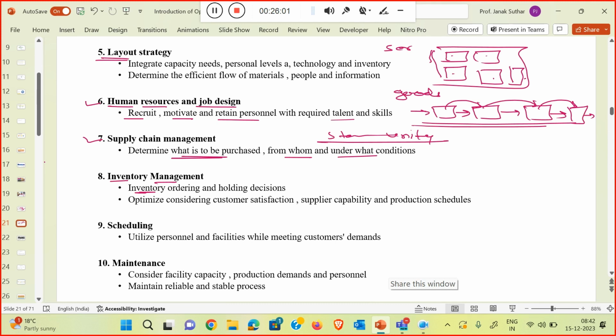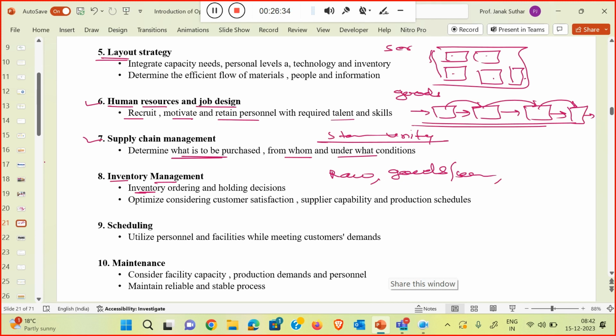If I talk about a product-based company, whatever material is required, how much raw material will I maintain inside my organization? How much inventory will I maintain with respect to the final goods and services inside this organization? How much finished goods will I store inside the organization? So that is the inventory order and holding decision.